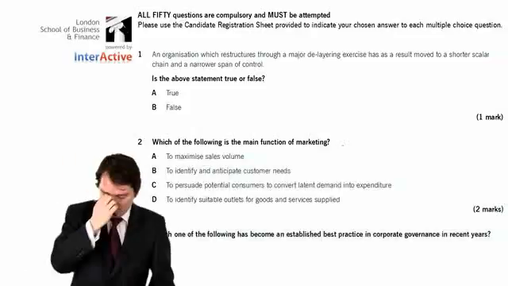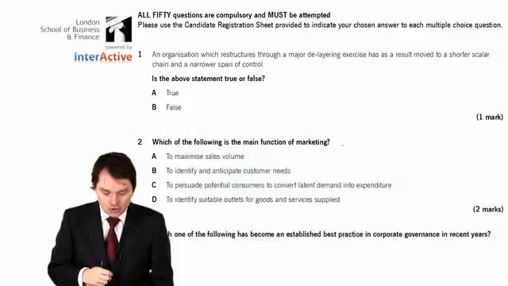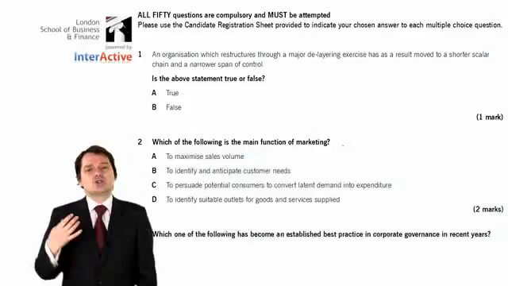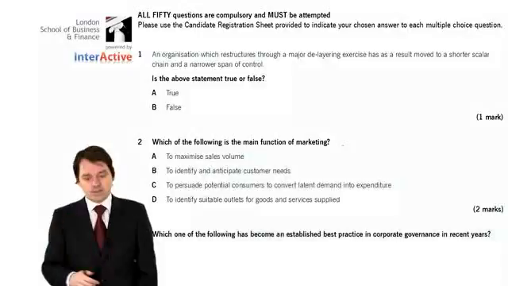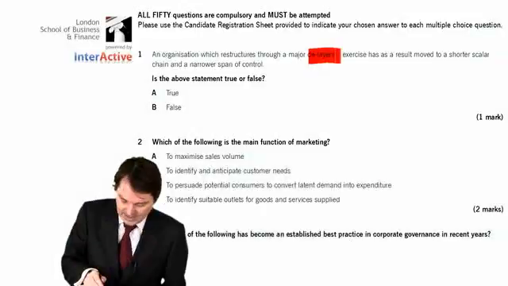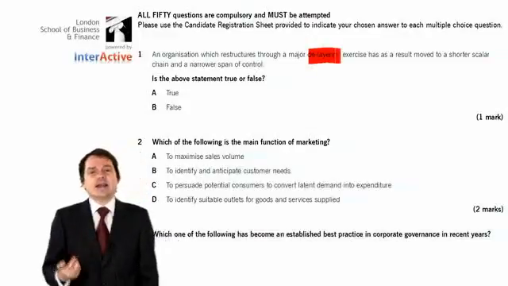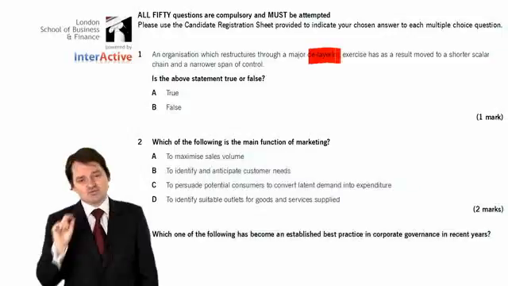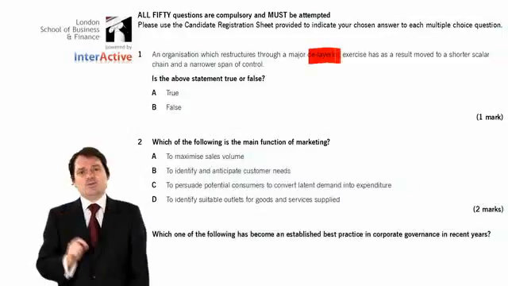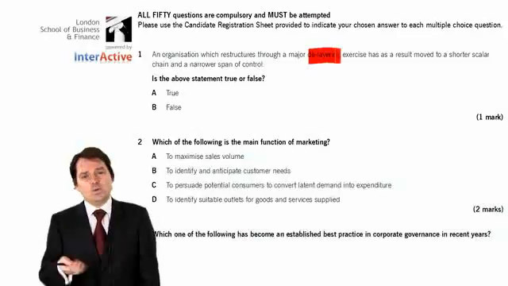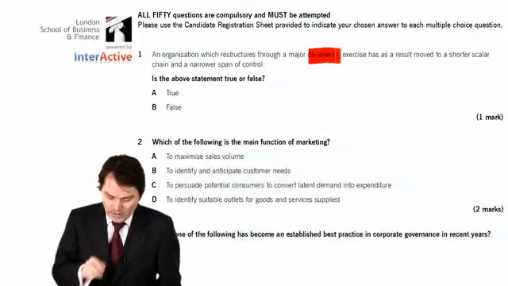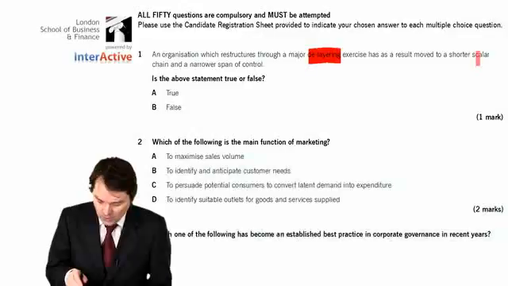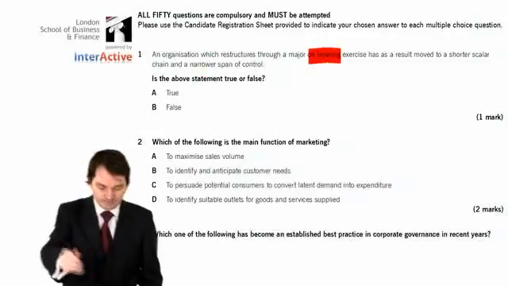So, question 1. An organisation restructures. What does restructuring mean? Changing the way that it's organised. And the way it's going to do it is a delayering exercise. Because of a delayering exercise, you should remember what that means. It means getting rid of levels of management. So if you get rid of levels of managers, it means there are fewer managers. So the question says, we have delayered. We've got rid of some managers. Will we have a shorter scalar chain and a narrower span of control?